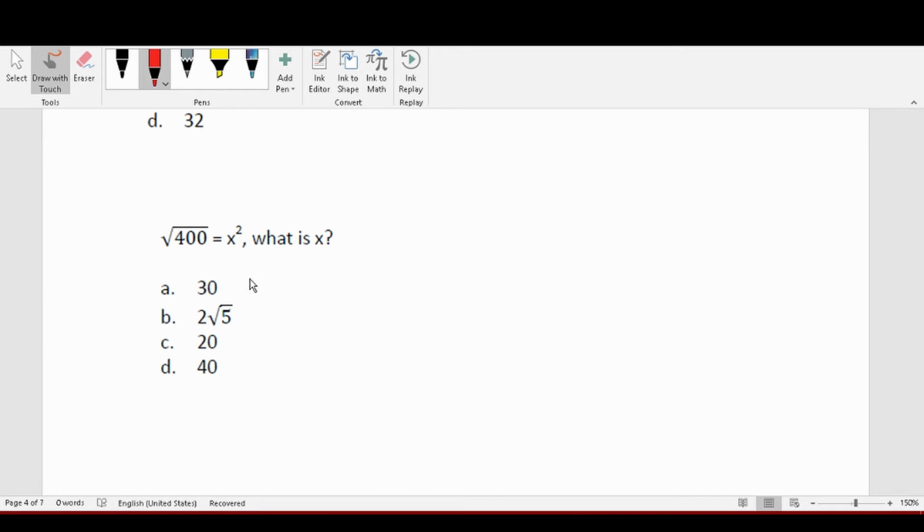All right, so this question asks us to find x, given that the square root of 400 equals x squared. So I'm just going to copy the problem off to the side here. A lot of people would make a mistake by taking the square root of this and then trying to square root this at the same time. But the key to doing this problem is to know that the square root of 400 is 20. Go ahead and solve this before you address this x squared.